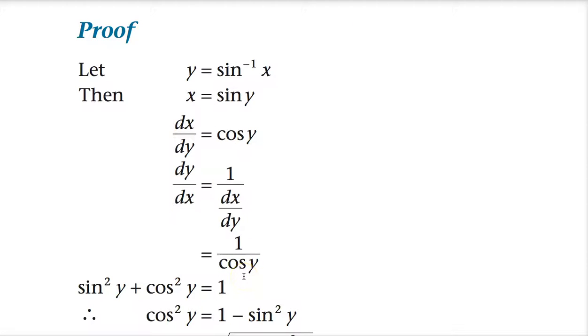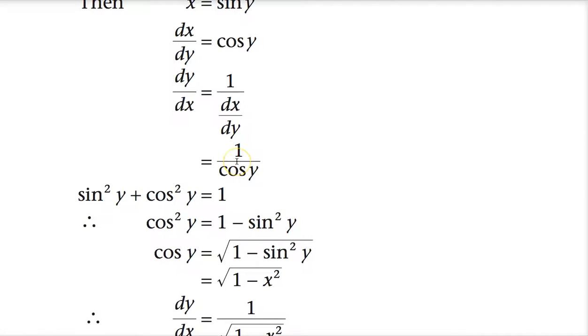Are you okay with that? It's 1 over dx dy, which is 1 over cos y. Are we good? Now, that's what dy dx is. It's 1 over cos y. Starting again, sine squared y plus cos squared y is 1. We know that from 2 units. You know, sine squared x plus cos squared x is 1, or sine squared theta plus cos squared theta is 1. Therefore, cos squared y is 1 minus sine squared y.